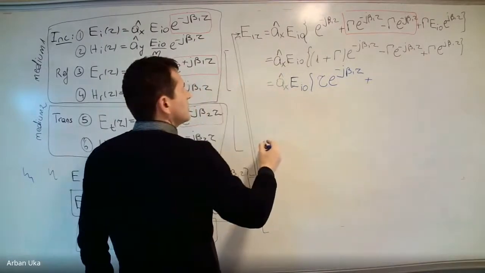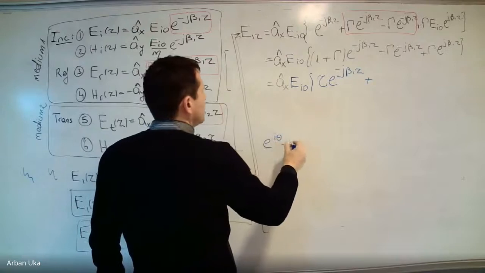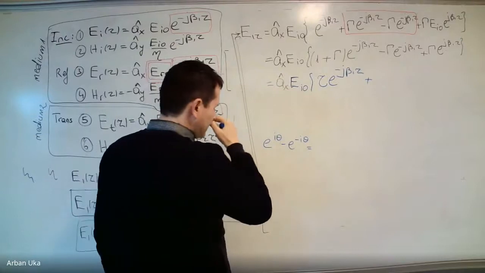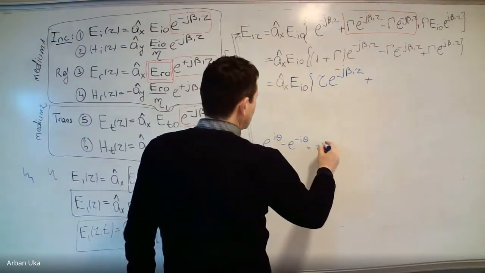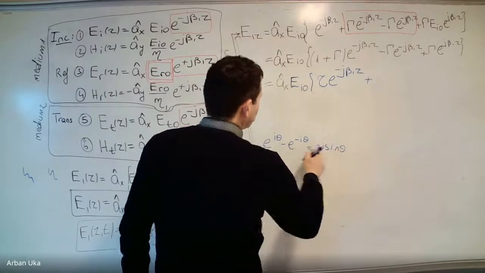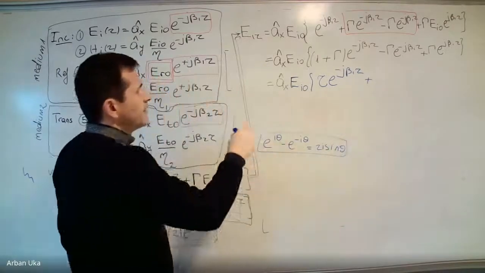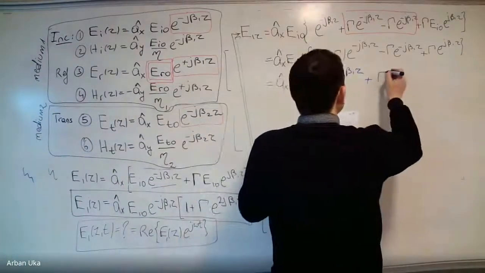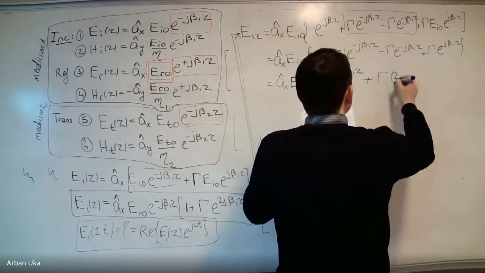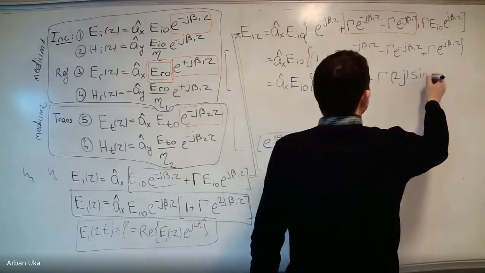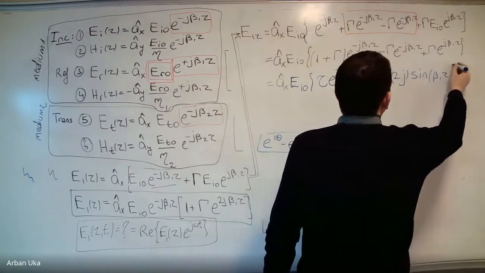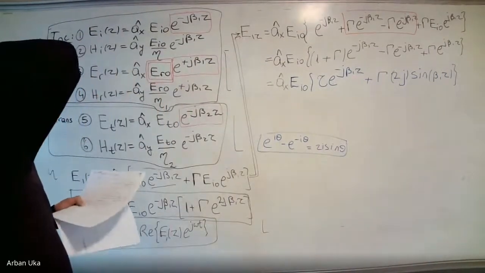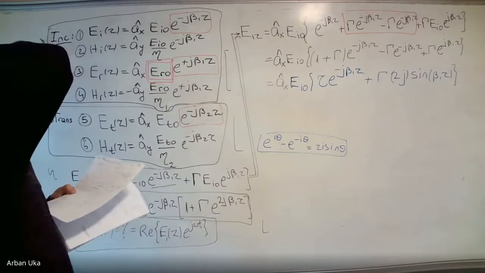What is e to the power j theta minus e to the power minus j theta? I think we get sine, right? Like 2j sine theta. And you can check this again, of course. But for the last two terms, we can extract such an expression. So we get here plus gamma 2j sine beta 1 z. So this is how we can simplify this a little further.